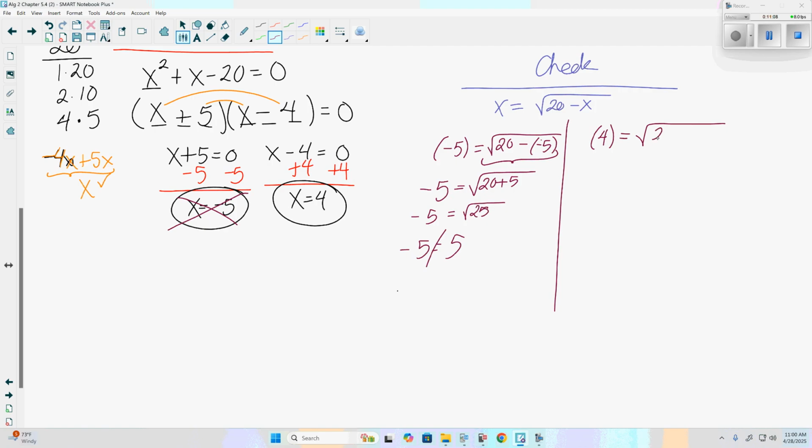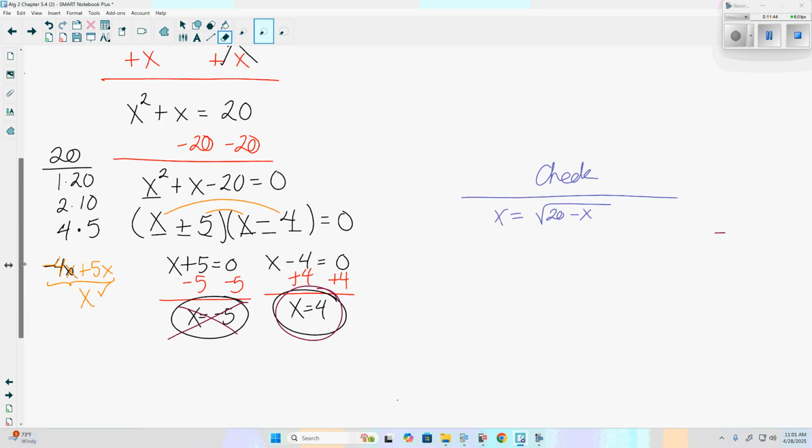Most of the time, not always. Because if there was some way for us to offset that negative, then it would possibly work. I can show you that here in a second. Because if we check this one here, 20 minus 4 is 16, square root of 16 is positive 4, that works. So this is our only solution.